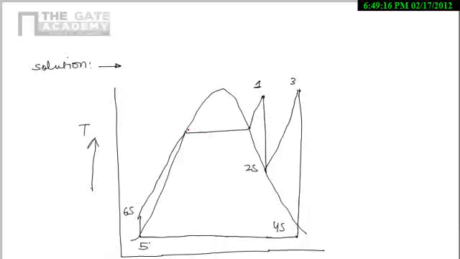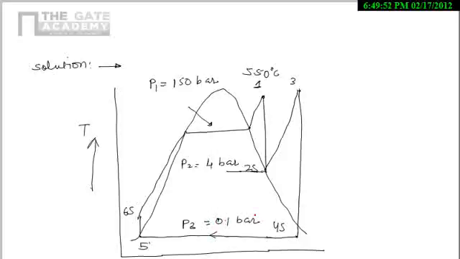So this one is the typical cycle on the TS diagram, that is Rankine cycle with reheating. So here I will show the pressure also. Here pressure is P1, we are calling it P1, 150 bar. Here the temperature is 550 degrees centigrade. Here again we are having the pressure, that is P2, that is 4 bar, and that is P3 condenser pressure, that is 0.1 bar. So these are the typical pressure values here.